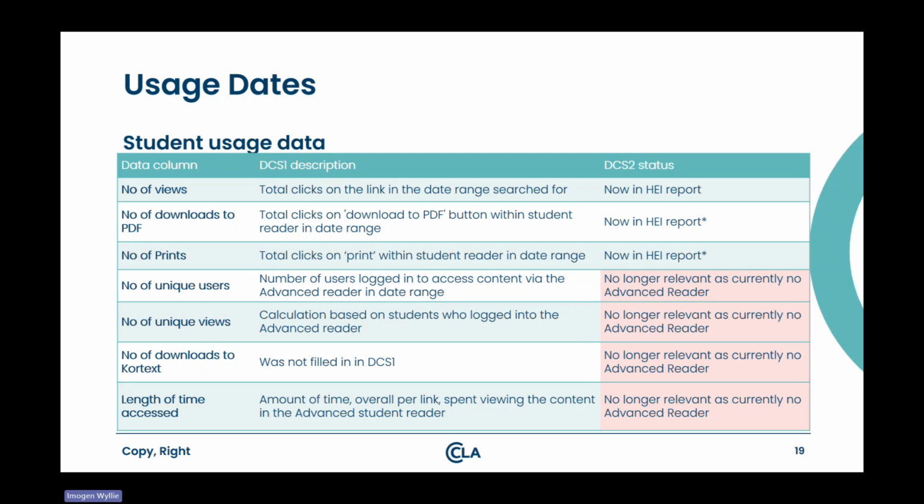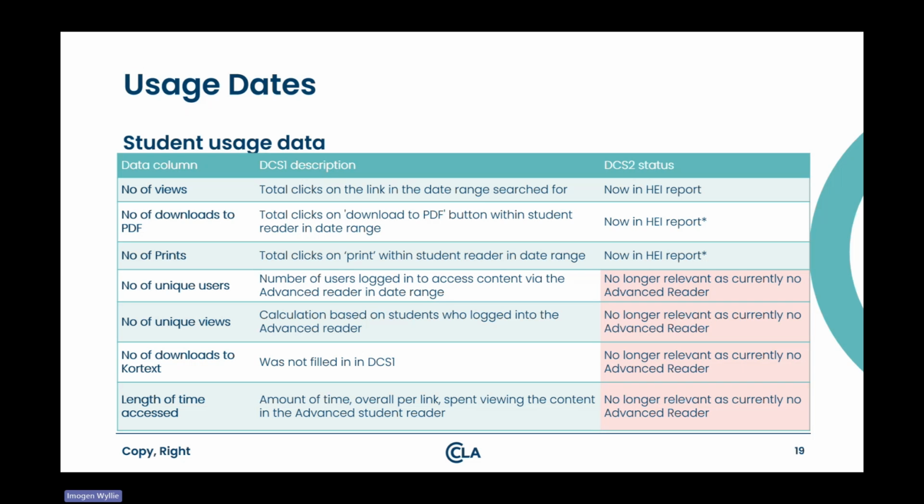So let's have a look at the student usage data. On the left, the column here, these are all of the columns that we had in the old downloads per content item. We've had a few people mention that there's less data. Yes, there is, it's true. There were a lot of columns in the old one, not all of which were necessarily very obvious. For example, the number of downloads to Cortex, that was never filled in at all. But the trouble is that 4 of them related very specifically to the advanced reader, which we don't have currently. So we haven't enabled those.